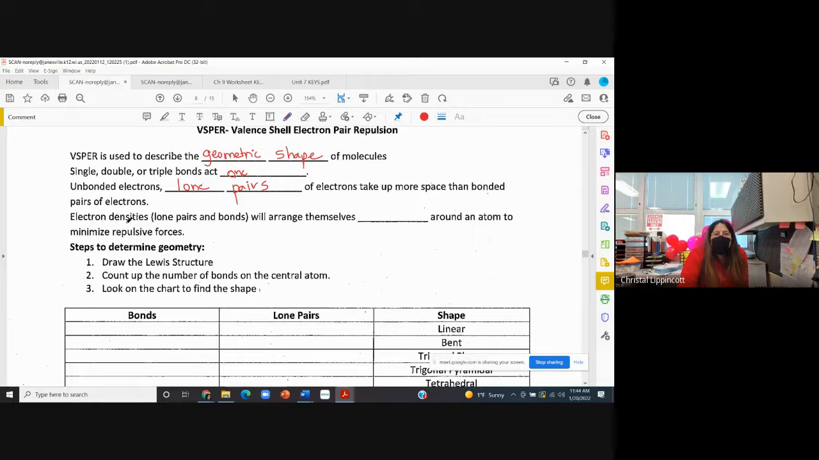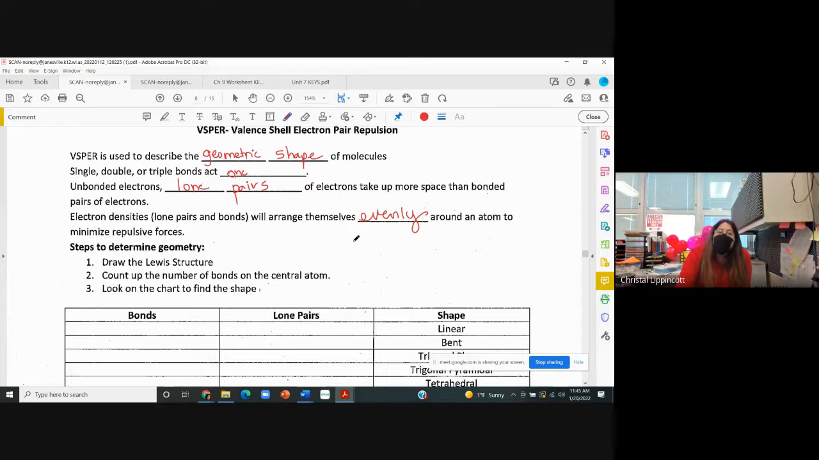And then the electron density of your lone pairs and your bonds are going to arrange themselves evenly around an atom to minimize the repulsive forces. Remember, your electrons are pushing away from each other. They're the same charge, and so they're going to push away from each other when they're near. It's like magnets. You get two magnets with the same poles together, and they're going to repel. You've felt that before, probably.